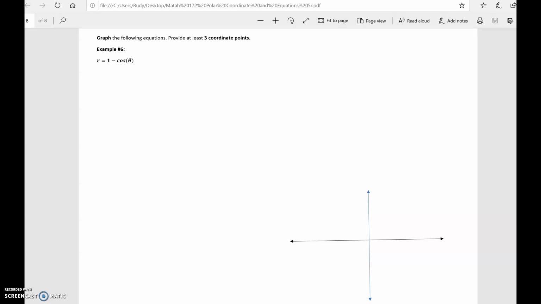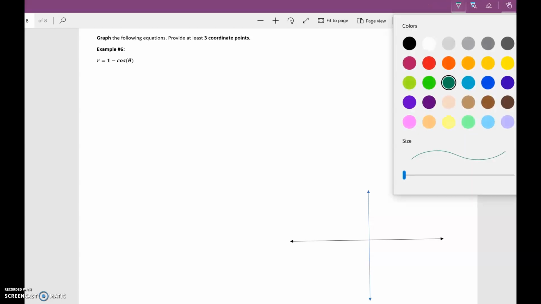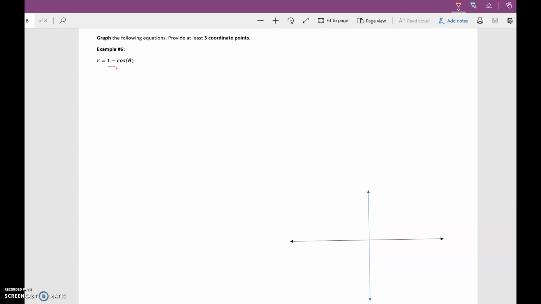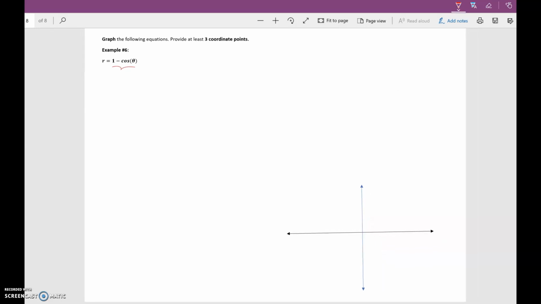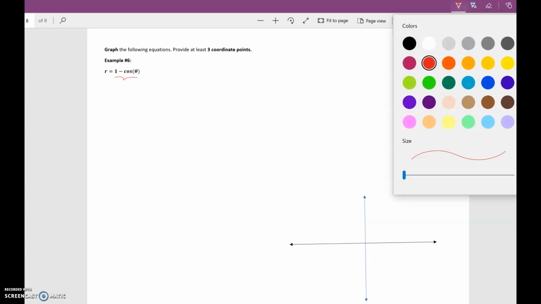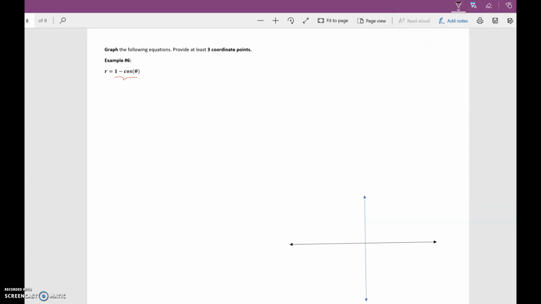Hi class, let's take a look at example 6. For any of the actual equations, you're basically plugging in a couple of coordinate points and using your calculator to evaluate these. Some of these could be really messy. So for example, let's look at a couple of these values.